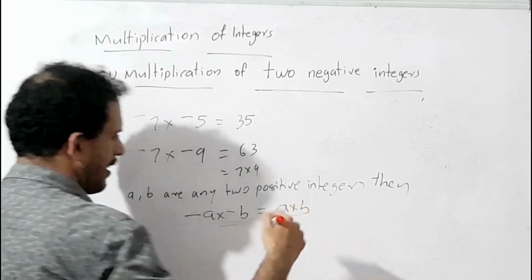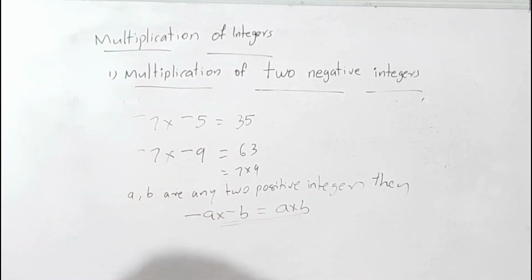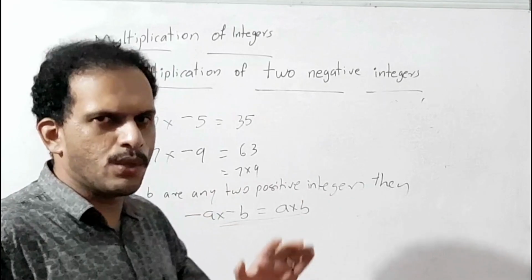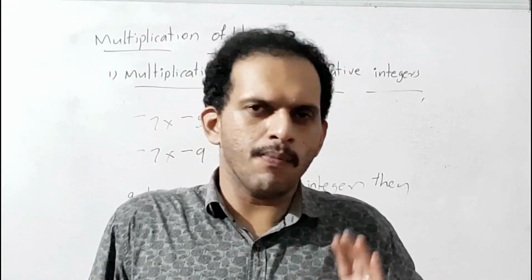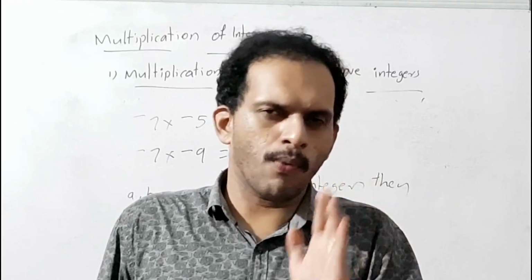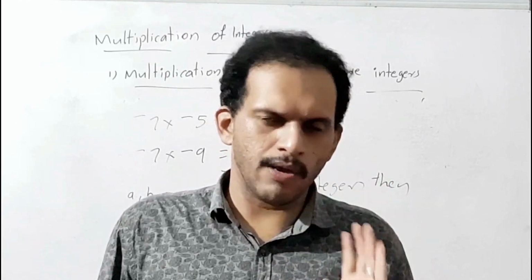Clear? Then what is the idea? The idea is only this much. If you multiply two negative integers, the answer is positive. If you multiply one negative and one positive, the answer is negative.